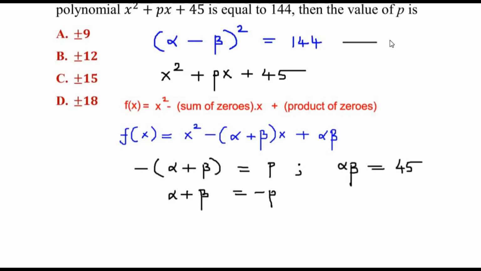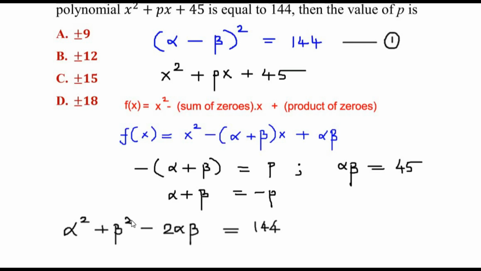Now here let us consider alpha minus beta the whole square equal to 144 as our expression 1, and we know that this is an algebraic expression, that is a minus b the whole square. So we can expand it as alpha square plus beta square minus 2 alpha beta is equal to 144. So this is how we have expanded expression 1 by using the algebraic identity. Now alpha beta can be substituted over here, that is alpha beta is 45. But we do not have any substitution for alpha square plus beta square.